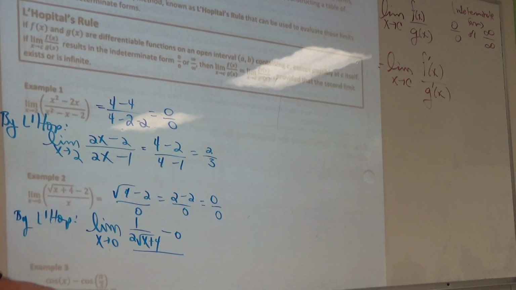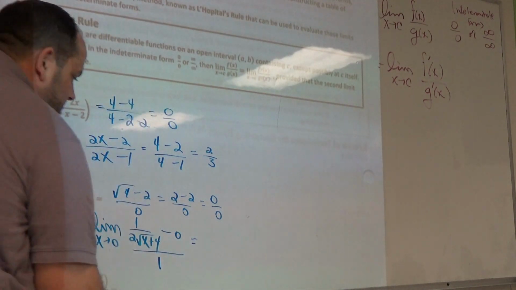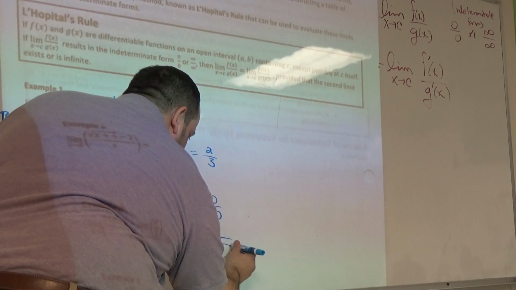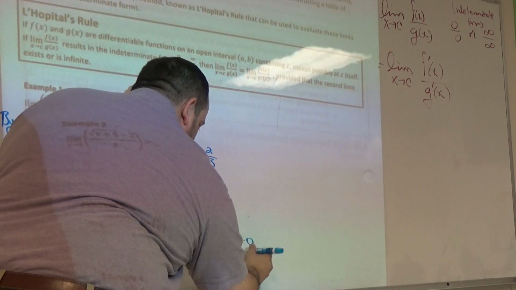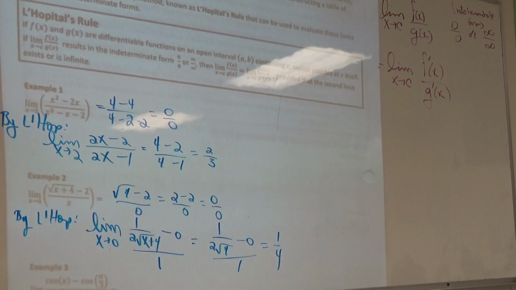The derivative of x in the bottom, 1. Take that limit as x approaches 0. You've got 1 over 2 square roots of 4, minus 0 over 1, which is 1/4. Exact same answer that you came up with before. And you didn't have to worry about multiplying by the conjugate. L'Hopital's rule is awesome as long as you have an indeterminate form. Try the third one.